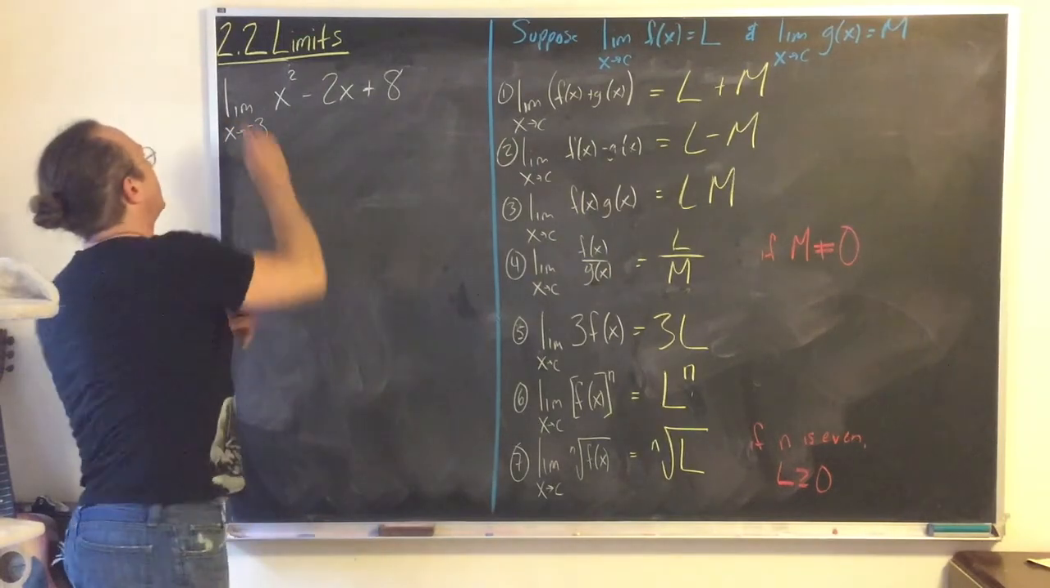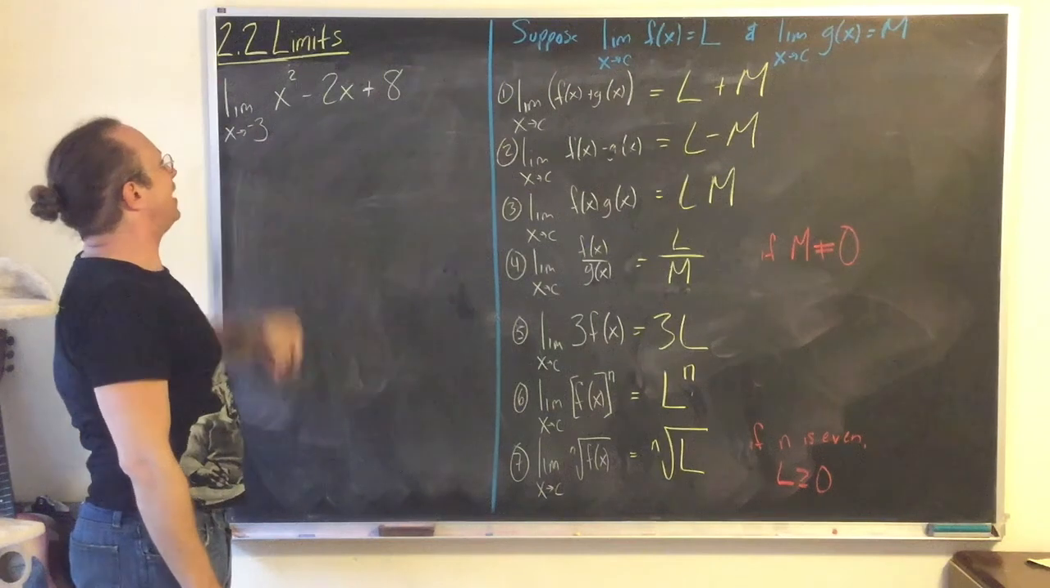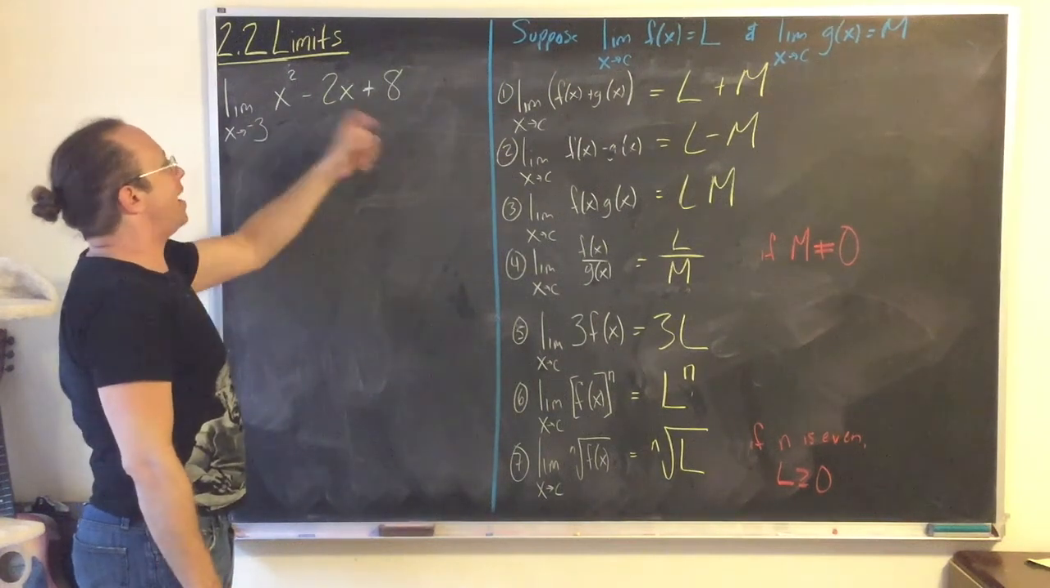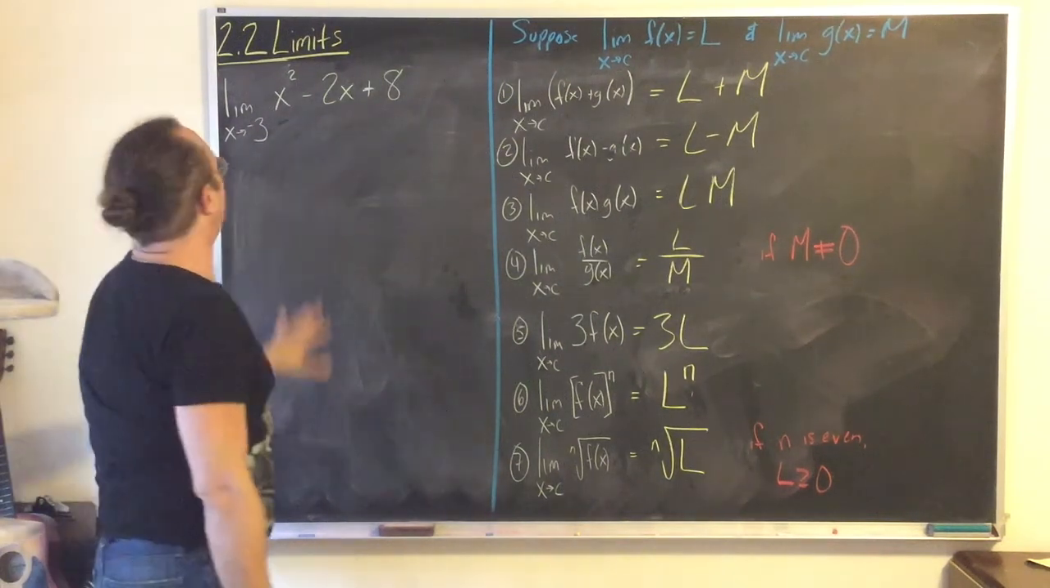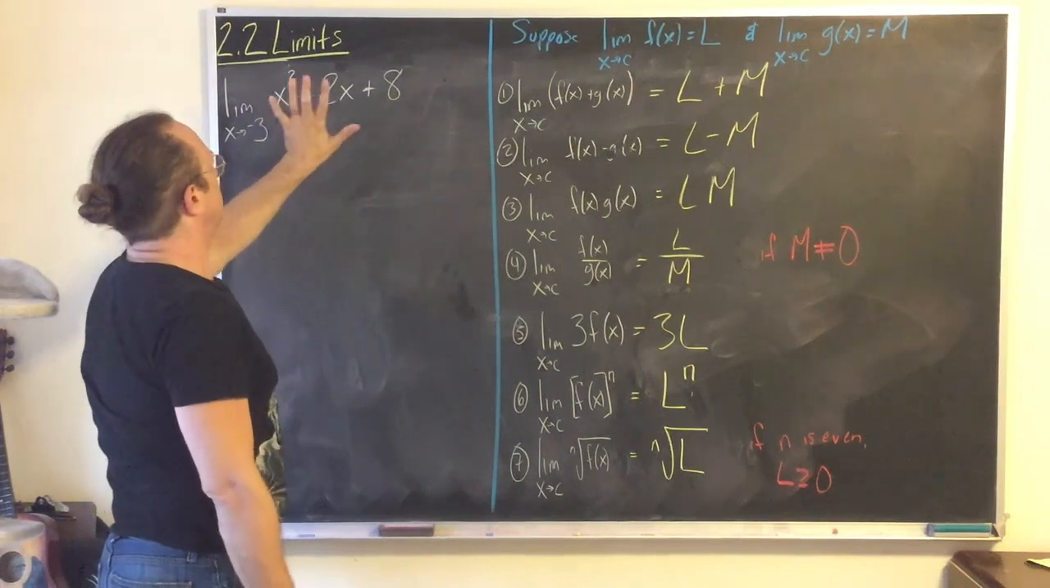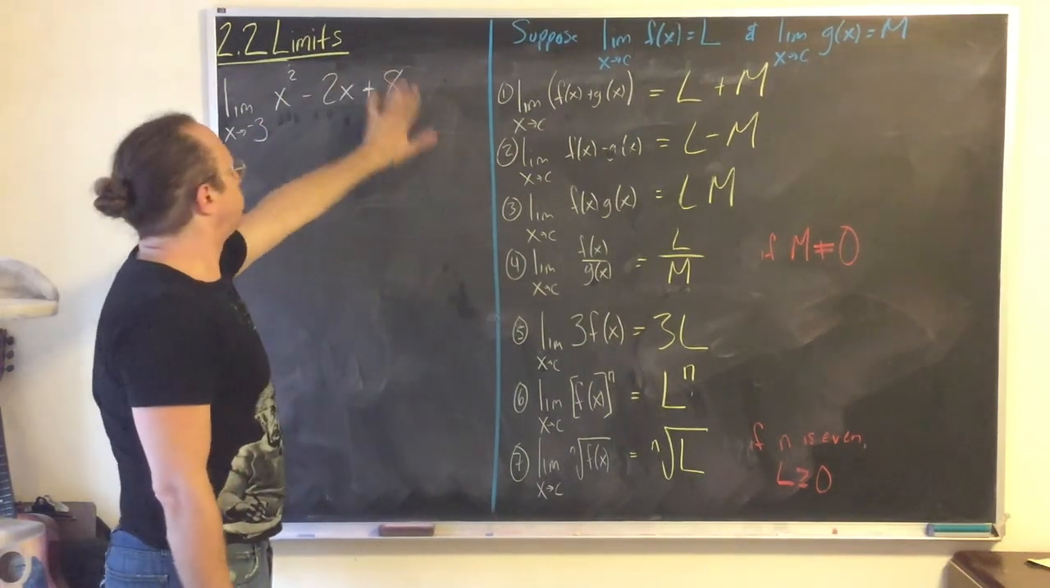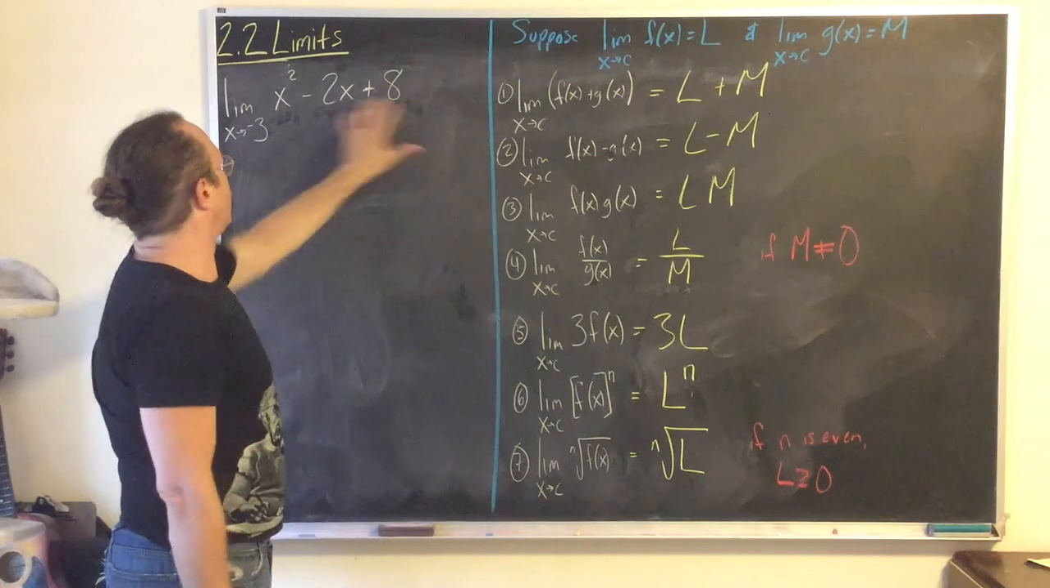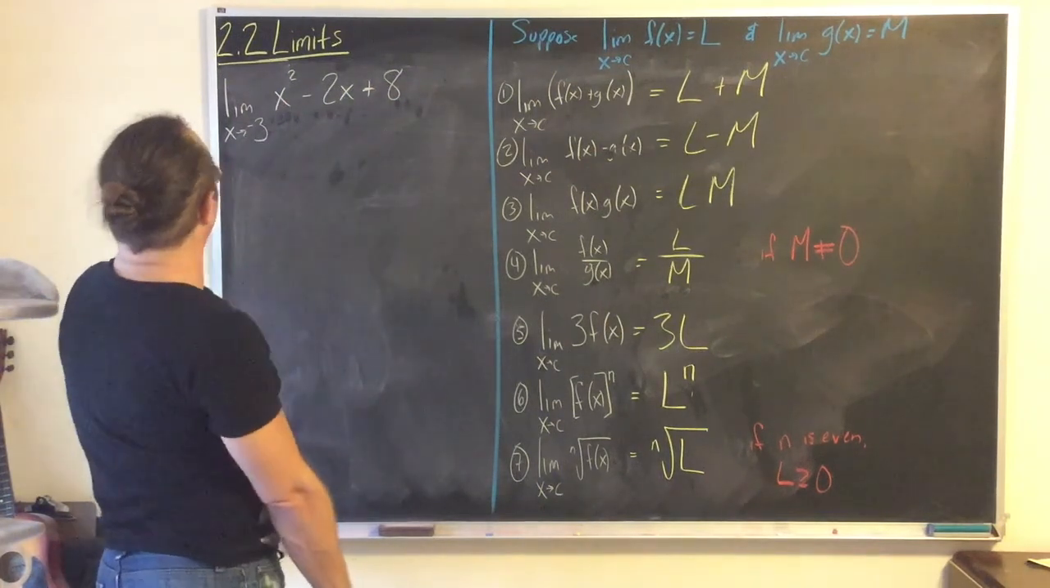So the first one I like to think about is the limit as x approaches -3 of x squared minus 2x plus 8. Well, this is something minus something else plus something else. So this is really 3 separate problems. All right, so let's look at the first one.